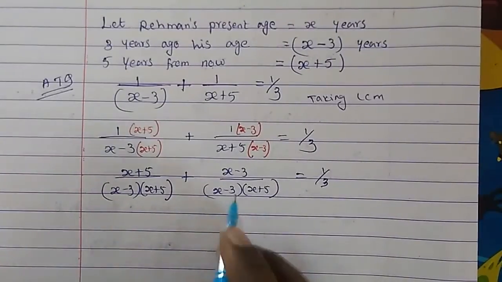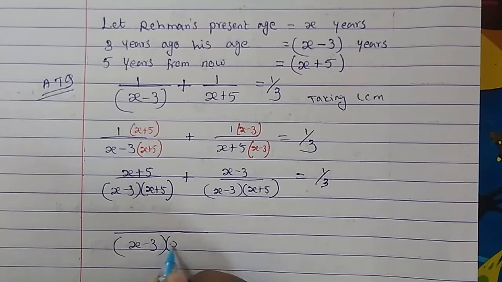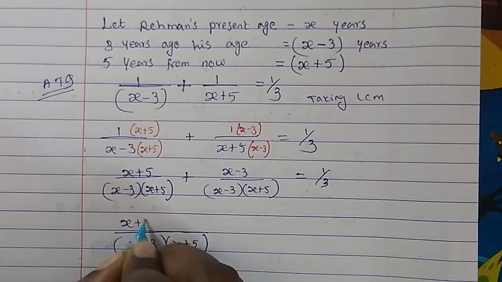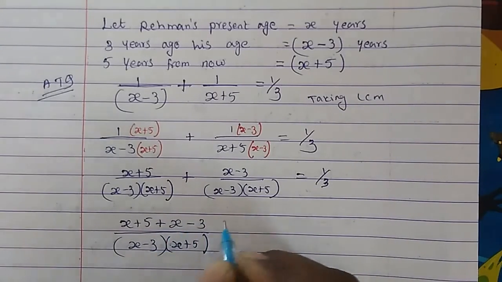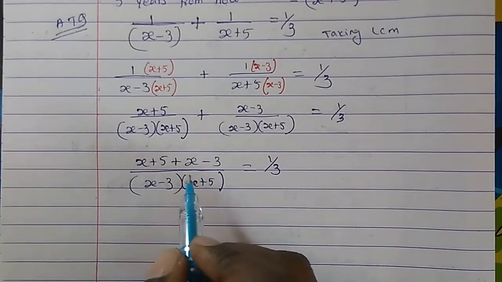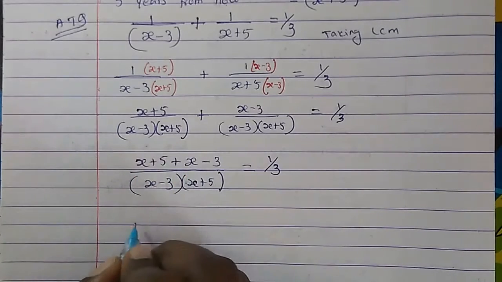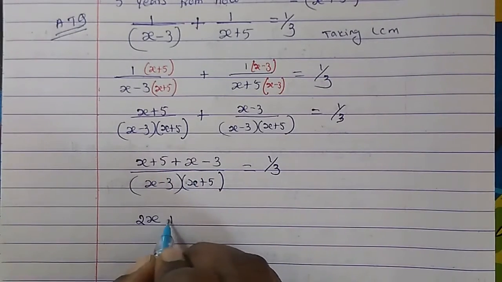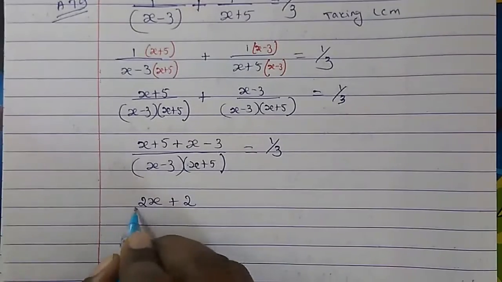Now the denominator is the same, so you can write the denominator one time: x minus 3 and x plus 5. And then write the top as it is: x minus 3 plus x plus 5 equal to 1 upon 3. Now here 1x plus 1x gives us 2x, and 5 minus 3 gives us plus 2, since the biggest number is 5 and the smallest is minus 3, so when we subtract we get this.